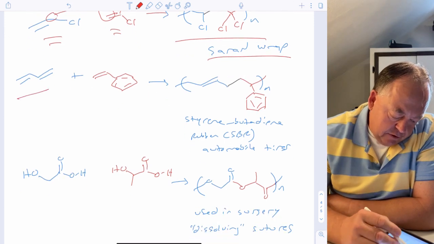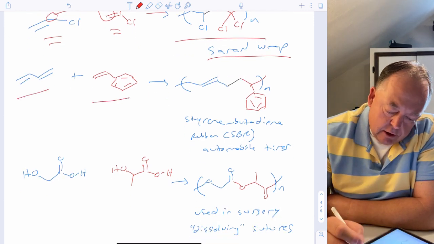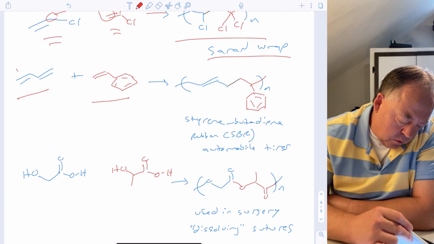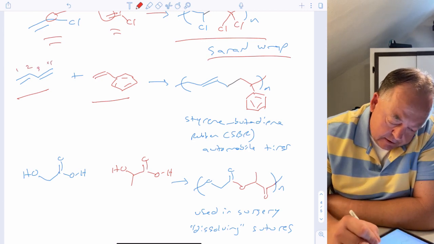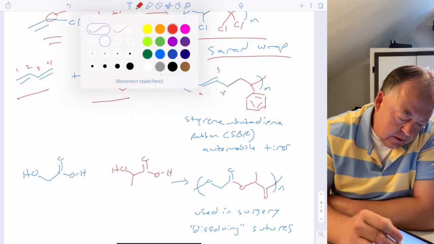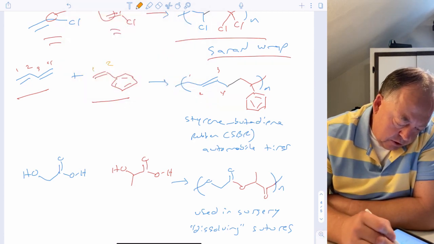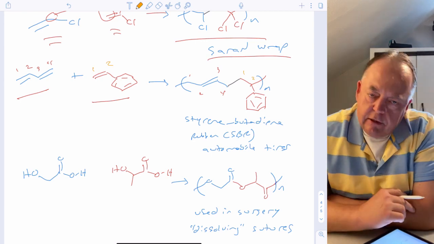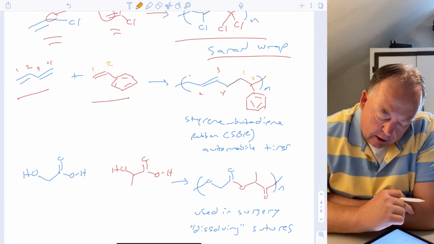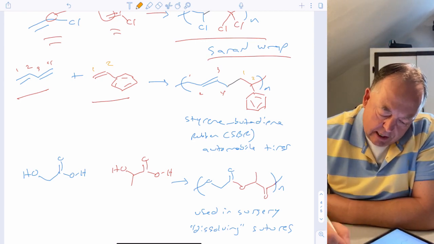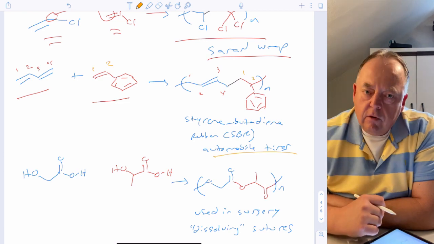Or in this case, if you took this molecule and that molecule and copolymerized them, so 1, 2, 3, 4. So that would be those 4 carbons. And 1, 2. That would be those 2 carbons. So that polymer is what's called styrene butadiene rubber. That's what's used to make automobile tires.